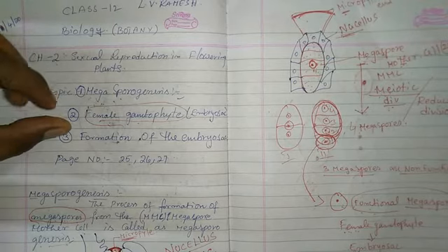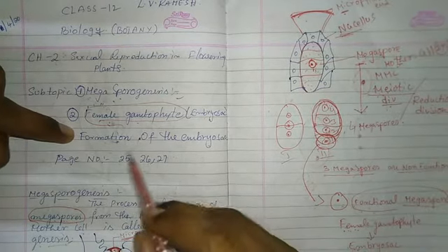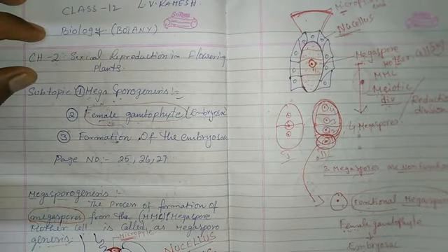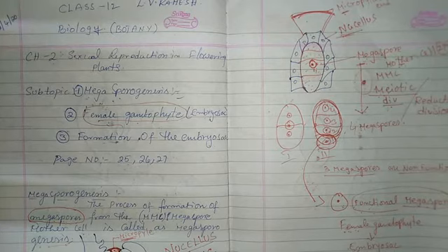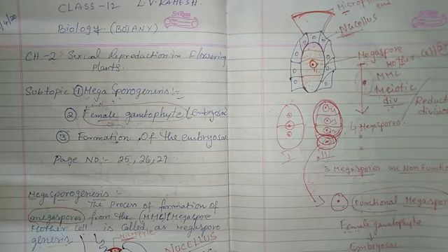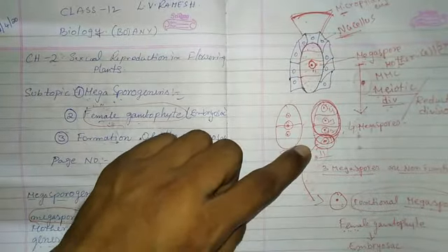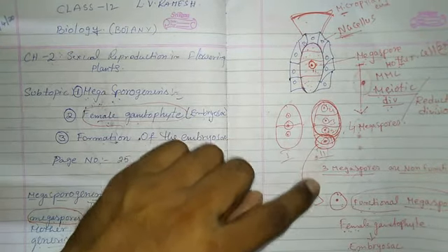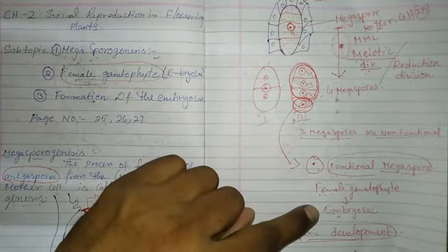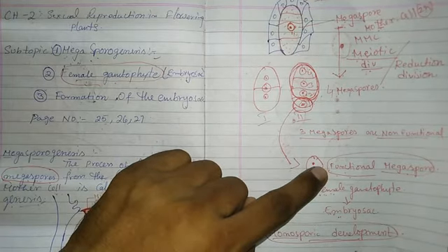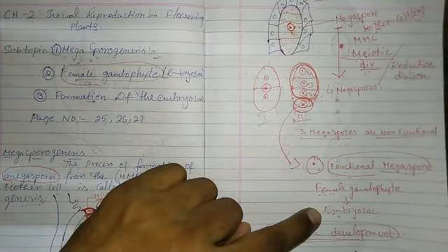The third topic is the formation of the embryo sac. So, how does the embryo sac develop? Let us study the formation of the embryo sac in a little more detail. Already we know that there is a functional megaspore which develops into a female gametophyte or embryo sac. This functional megaspore only forms the embryo sac. How? Let us see.